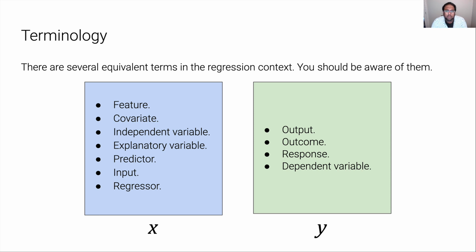And so other names for y hat, or predicted y values, could be predicted outcomes, or predicted responses, or predicted dependent variables, and so on and so forth. So if you ever get confused about the terminology that we use in regression, come back to this slide and hopefully it will make some things clear.